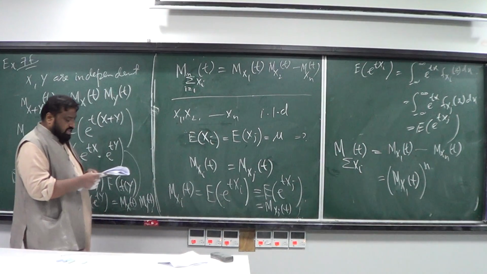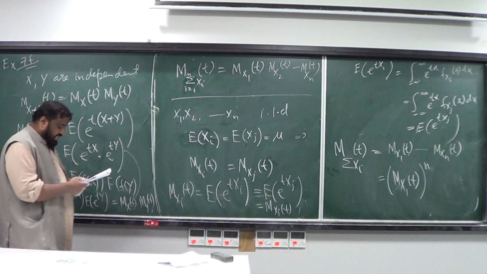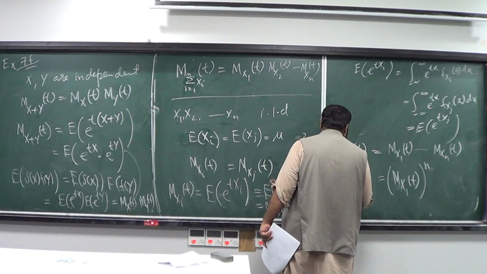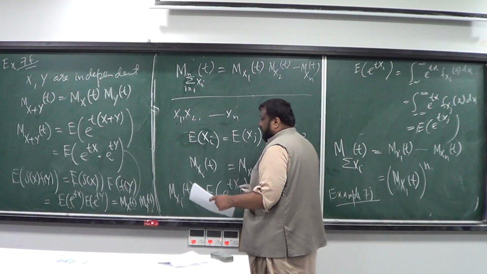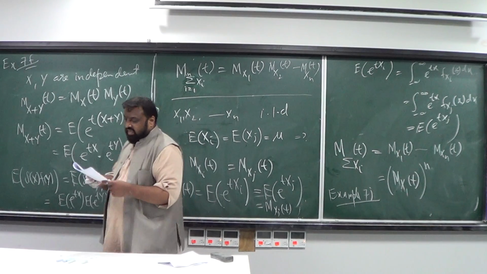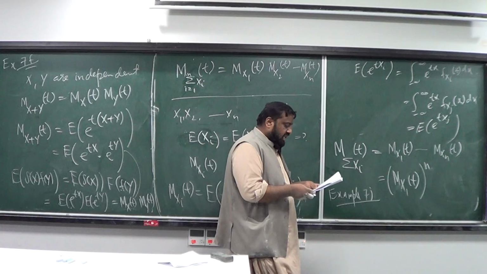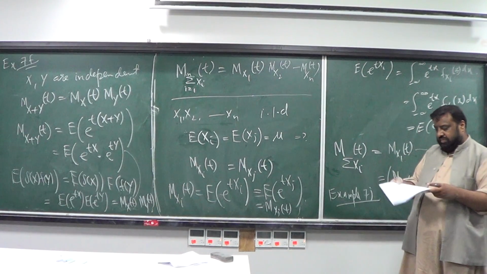I hope this is making a little bit of sense to you. I would suggest that you should do example 7J from the book as well. I'll post the list of examples as well, which you should do in order to have a better understanding of all this stuff.